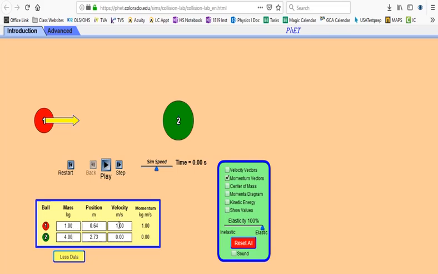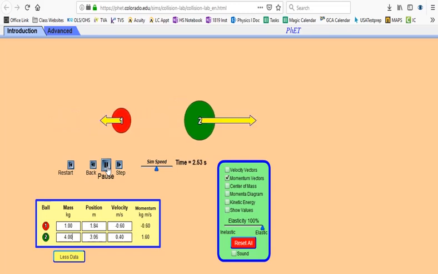Right? 1 times 1 is 1, right? Mass times velocity equals momentum. Green is stopped. 4 times 0 is 0. Notice a small vector here. So that's different.